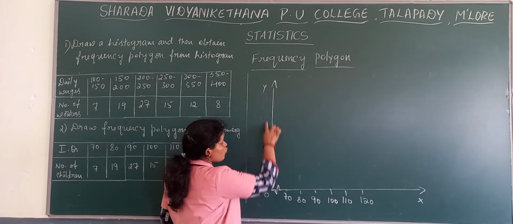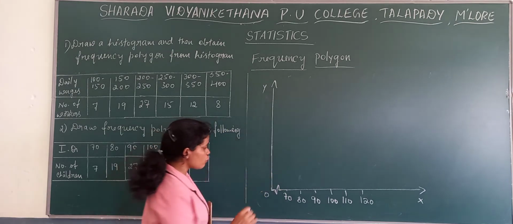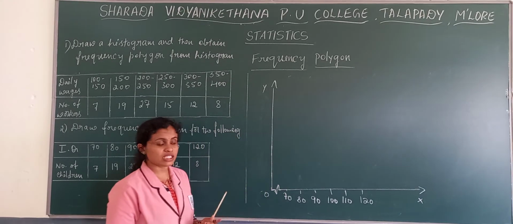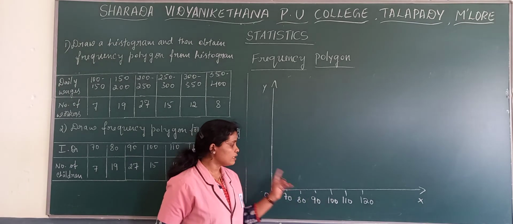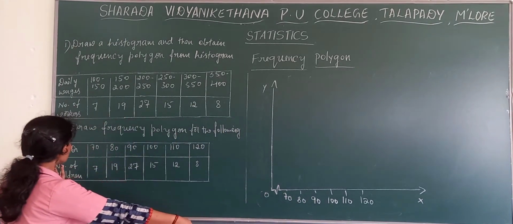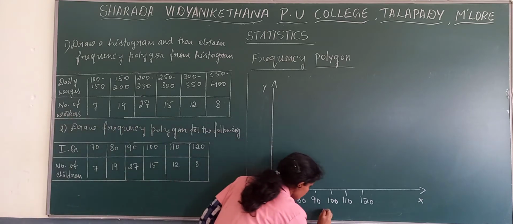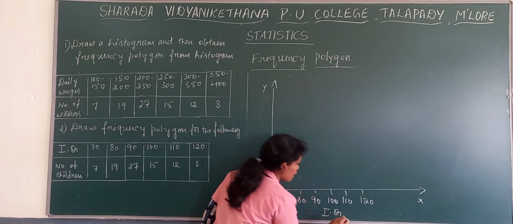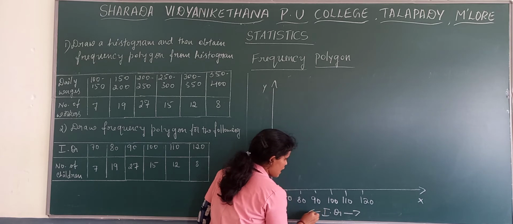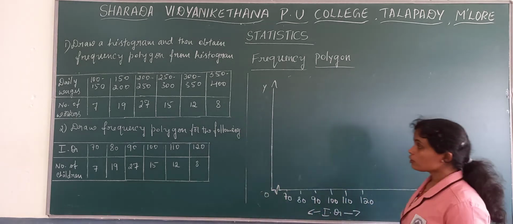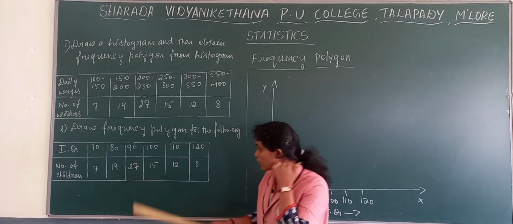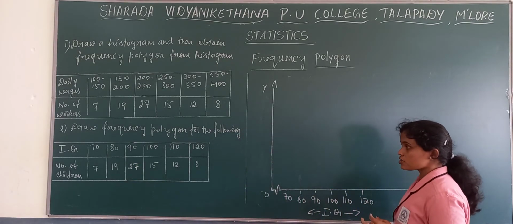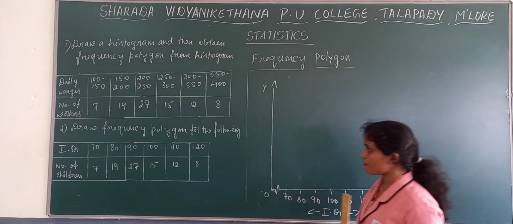And in the y-axis also, if it is not equal, we can show it here. In whichever axis it's not equal, that axis you can show it. Then here we represented IQ along the x-axis. Now see the y-axis. What are the values? Which is the highest value there? 27. The highest value is 27.